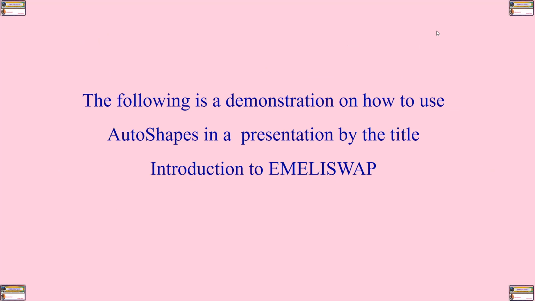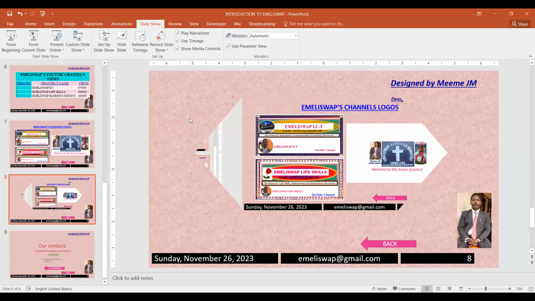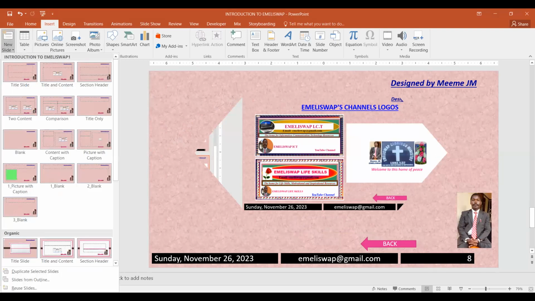The following is therefore a demonstration on how to use Autoshapes in a presentation by the title, Introduction to Emily Swap. For us to be able to insert Autoshapes in this presentation, we are going to click on slide number 8, which is next to the slide that we want to insert. Then we are going to click on the Insert menu, and then click on the New Slide button, and choose a blank slide, this one.